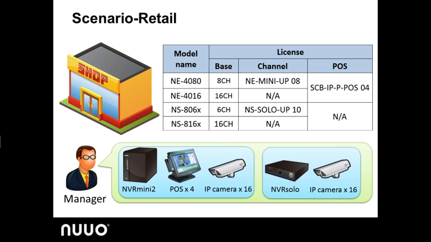For NVR Solo, you should purchase an additional 10 channels license for NS8060 or NS8065. You also can choose NS8160 or NS8165. Then you don't need to purchase any license. NVR Mini 2 and NVR Solo could fulfill the request of general retail, but how to decide the necessary license for a huge scenario?